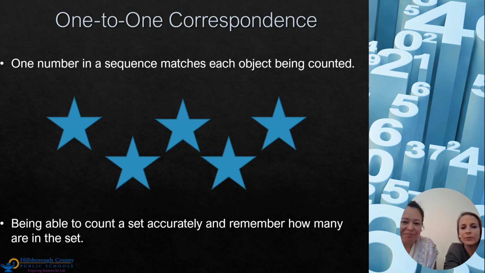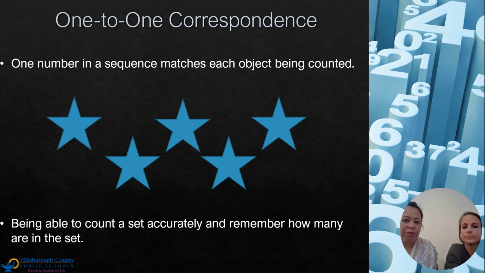All right, we are now going to talk about one-to-one correspondence. This is when students are able to understand that one object is equivalent to one number. So for example, you see 5 stars on the screen. As I'm counting, I can point to each of those stars and know that it correlates to one number.